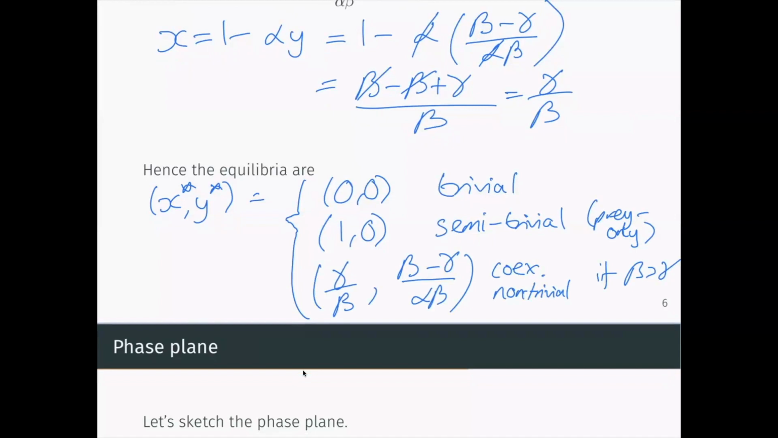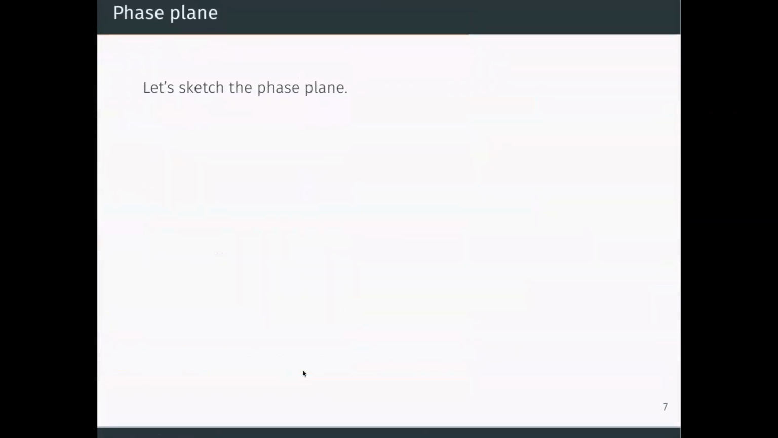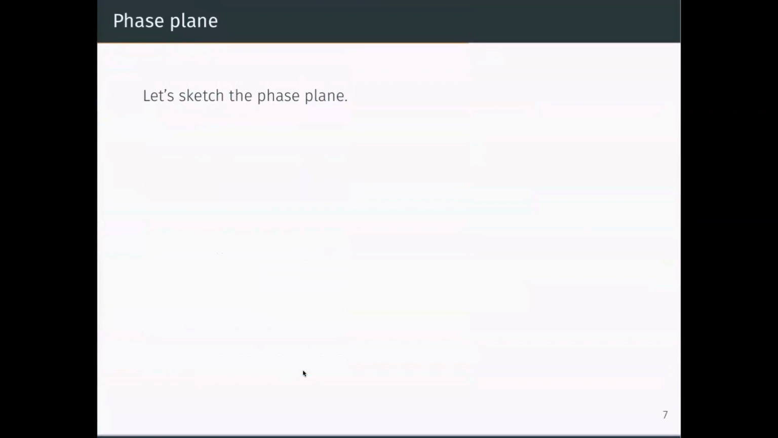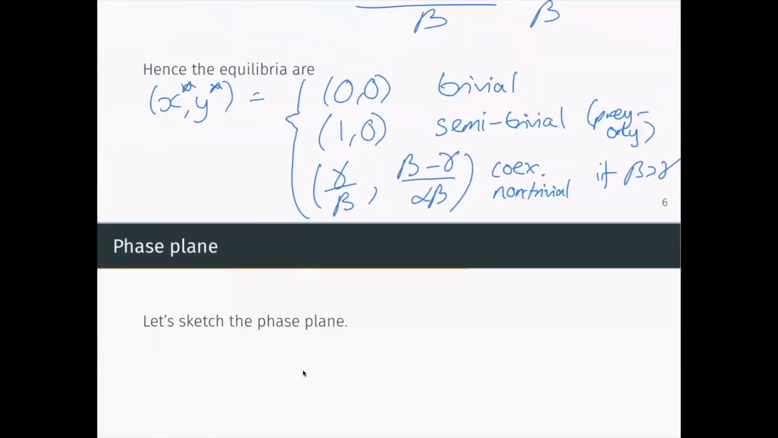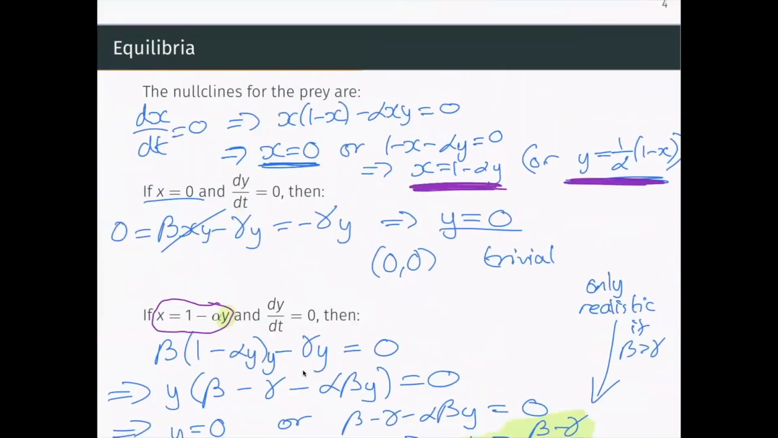Okay, so let's think about sketching a phase plane for this now. In order to sketch the phase plane, we need a few things. We need to think about what our null lines are. We have our null lines above, so I won't repeat them again, but I will go back and highlight them. So we have null lines highlighted in yellow.